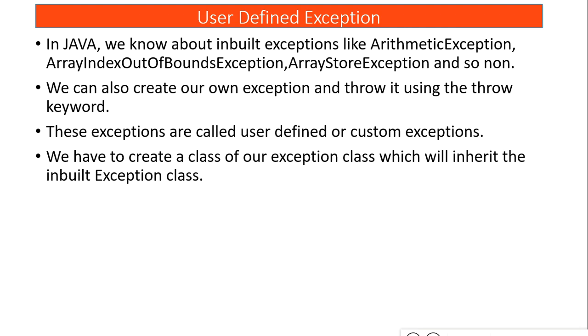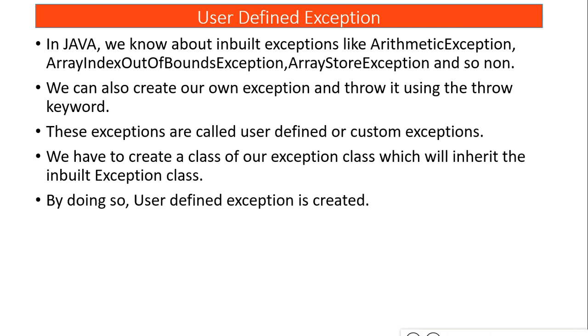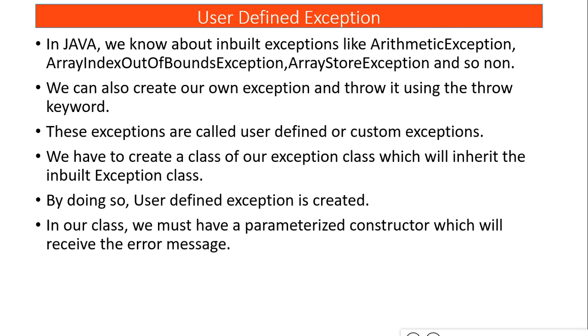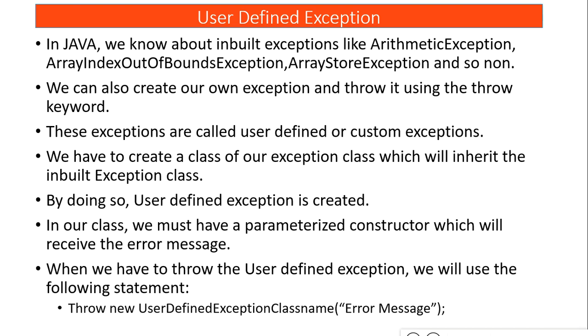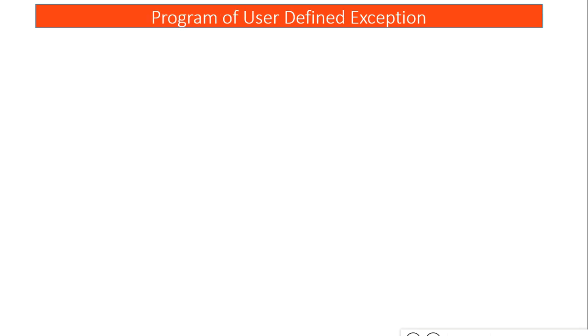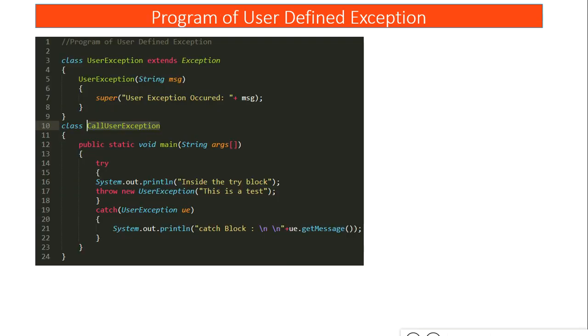All the inbuilt exceptions have a parent class named exception, and in the same way we can create our own custom exception which will have the parent class exception. In our class we can have a parameterized constructor which will receive the error message and pass it to our base class using the super keyword. When we have to throw the user defined exception, this is the syntax: throw new, then the name of your exception followed by the error message. So we'll see the program here. There you go, we have the program.